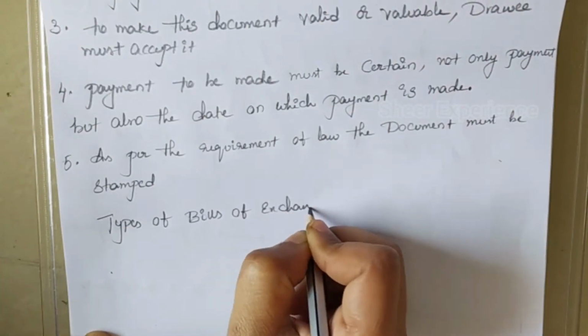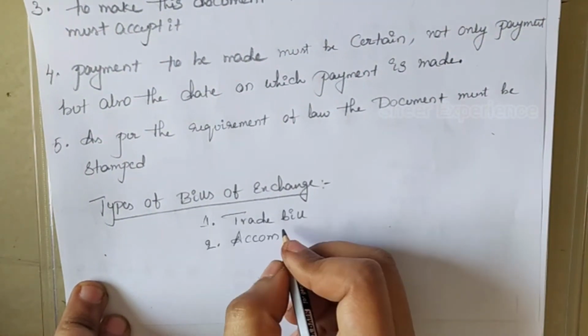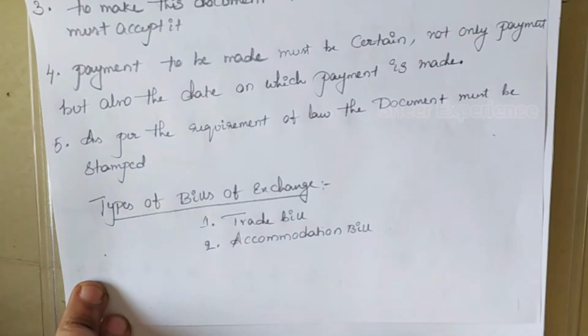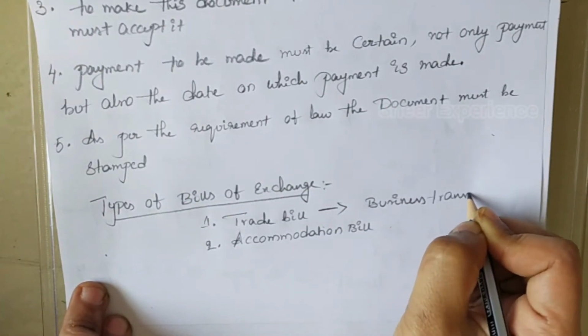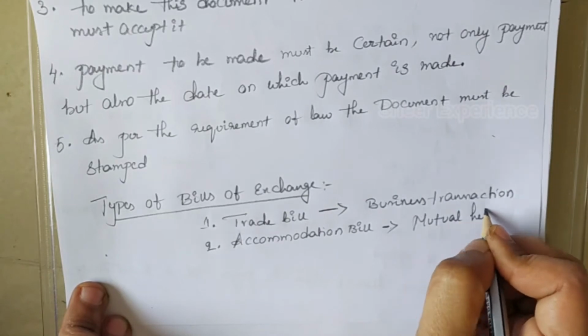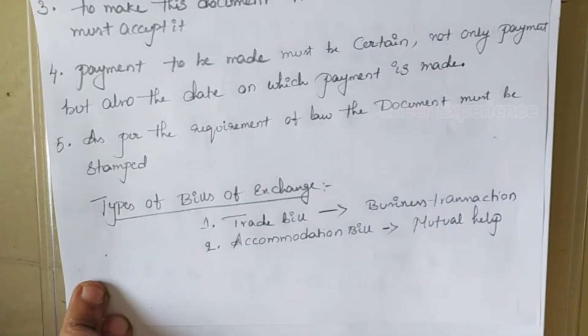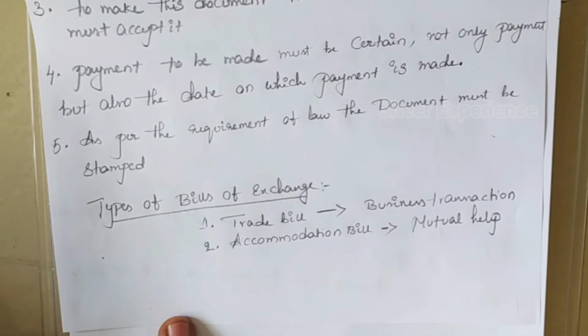Now we will see types of bills of exchange. We have 2 types. One is trade bill and another one is accommodation bill. Trade bill is for business transaction. Whatever examples we have discussed before are for trade bills. The accommodation bill is for mutual help. Though these bills are not legally enforceable, but still they are in practice just to help each other. In this video, we are focusing only on trade bills.